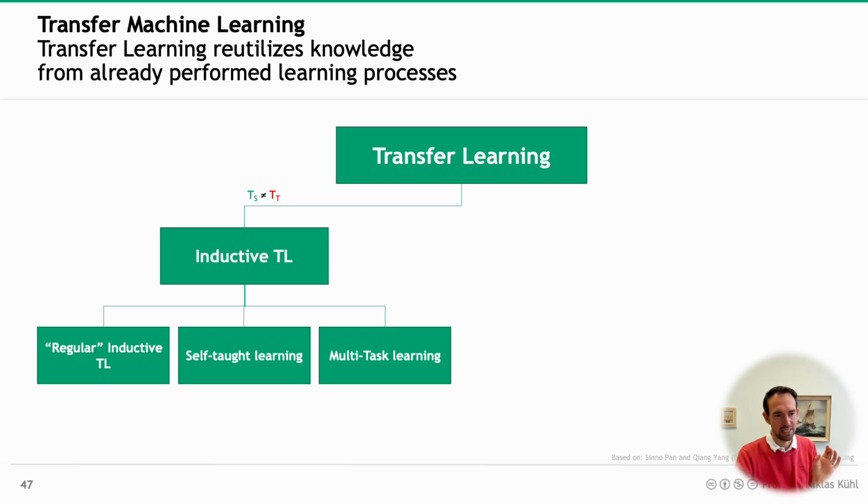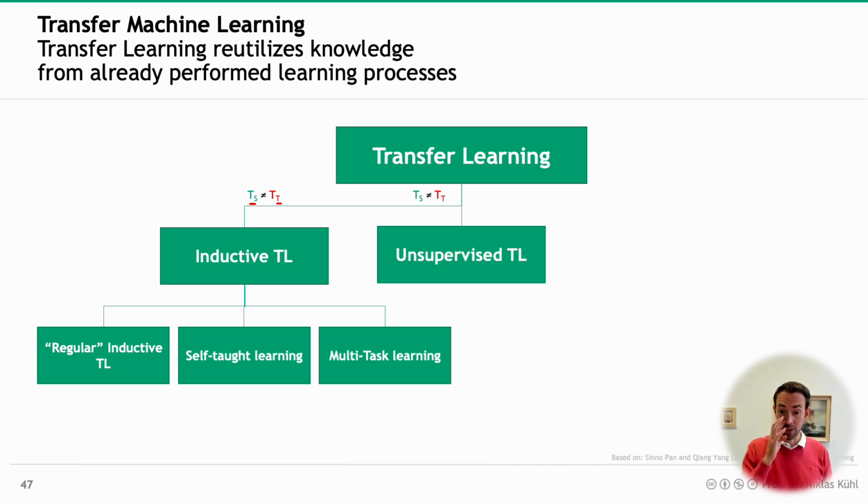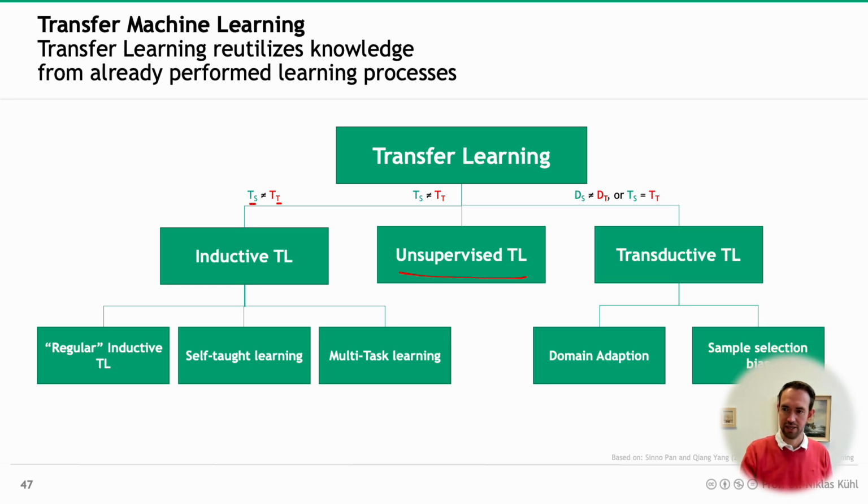The first question is: is the task different? If the task of source and target is different, then we have a bunch of different options at hand, right? So-called inductive transfer learning, where you can have regular inductive transfer learning, self-taught learning, or multitask learning. If you're going into the realm of unsupervised learning, which we don't really cover a lot in this course, you also obviously have cases where you can utilize unsupervised transfer learning, especially if the tasks are not the same. If the domains differ, and potentially tasks are the same, you can go into the realm of transductive transfer learning, things like domain adaptation or sample selection bias.